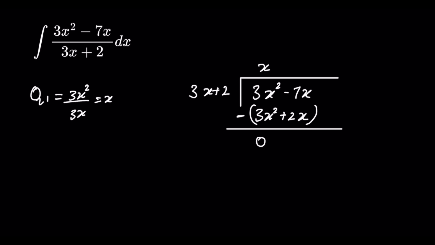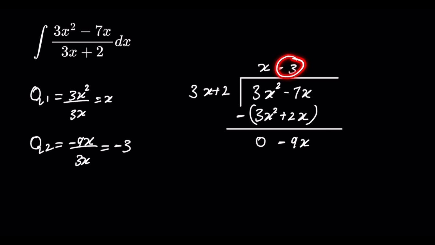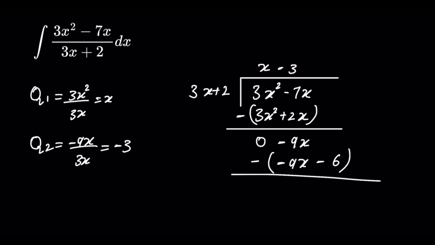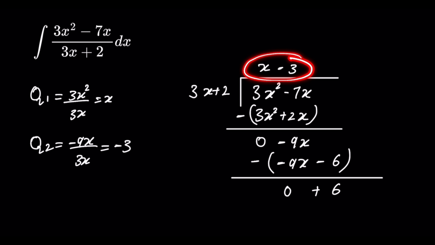This will be giving us 0. And this minus 7x minus 2x will be giving us minus 9x. Next, divide minus 9x by 3x. This gives us minus 3. So the second term of the quotient is minus 3. Now multiply minus 3 by the entire denominator. This will be giving us minus 9x minus 6. And subtract again. This minus 9x plus 9x gives us 0. And we are going to be left with positive 6. So the quotient is x minus 3 and the remainder is 6.